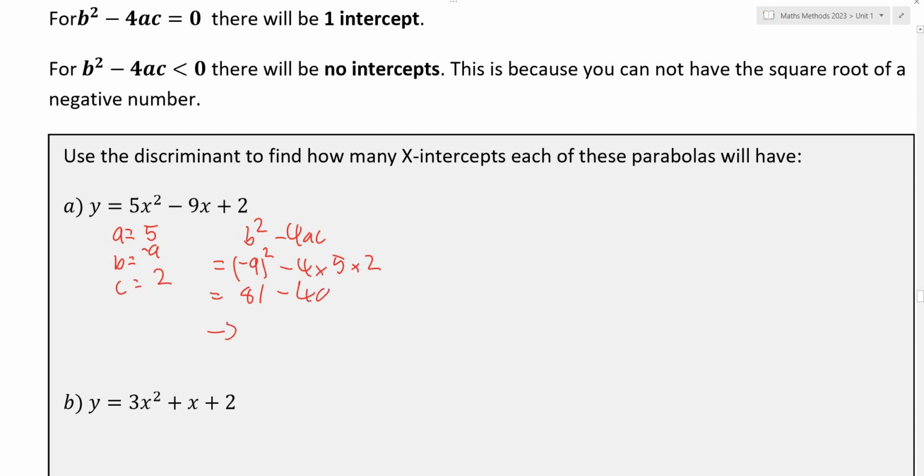81 minus 40. I'm not even going to bother solving it at this point because we don't need to for this question. Is my answer going to be positive, 0, or negative? Positive. How many answers? 2. Okay. I think you might not be the only person with that question, Ryan.